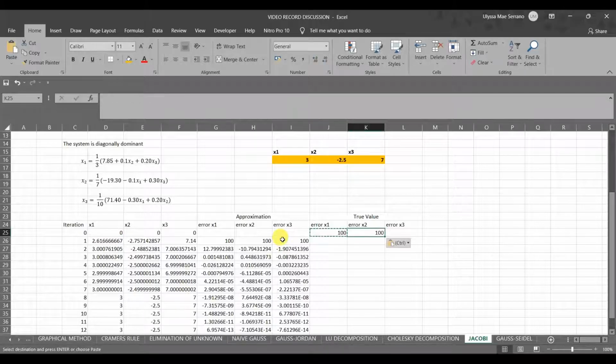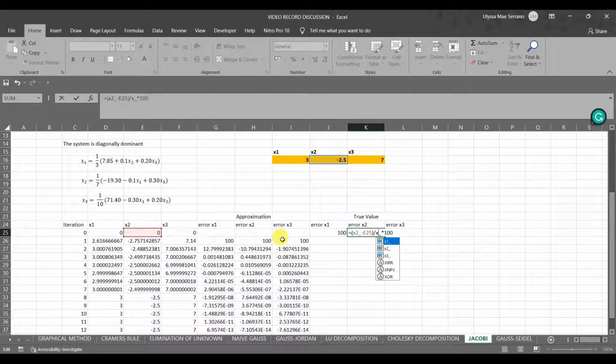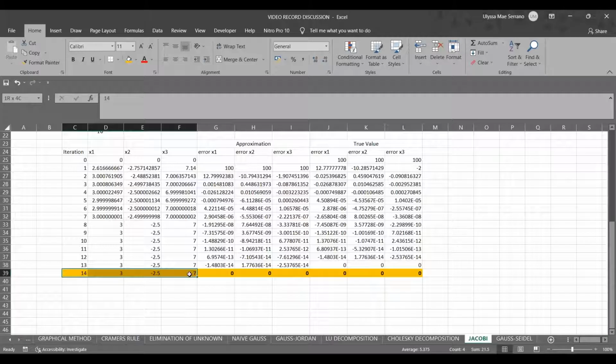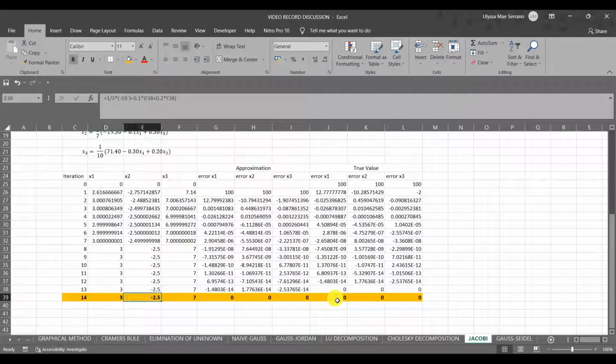So let's copy it out. So let's just change this to 2 and also this to 2 for the x sub 2, and also this for 3 for x sub 3 and also this for 3 for x sub 3. And simply copy it out. This is the value of x sub 1 equals to 3, x sub 2 equals to negative 2.5, and x sub 3 equals to 7. So this is using Excel, applying Jacobi method.